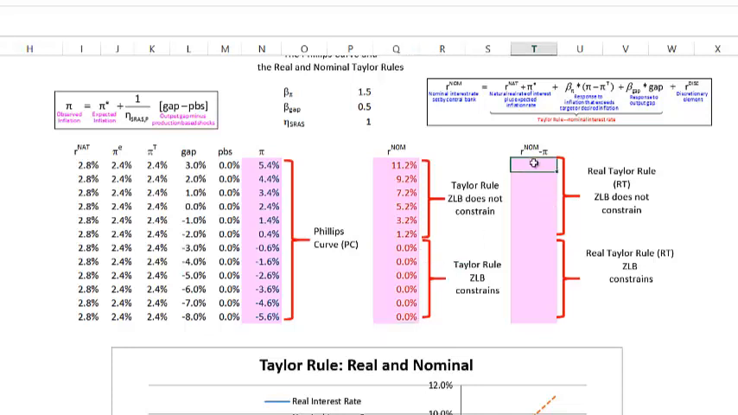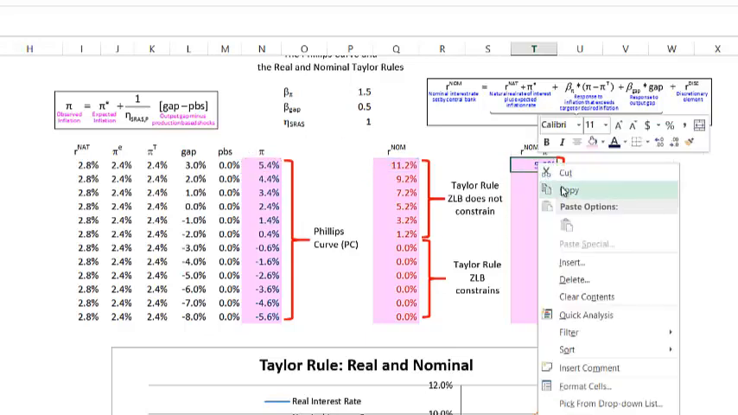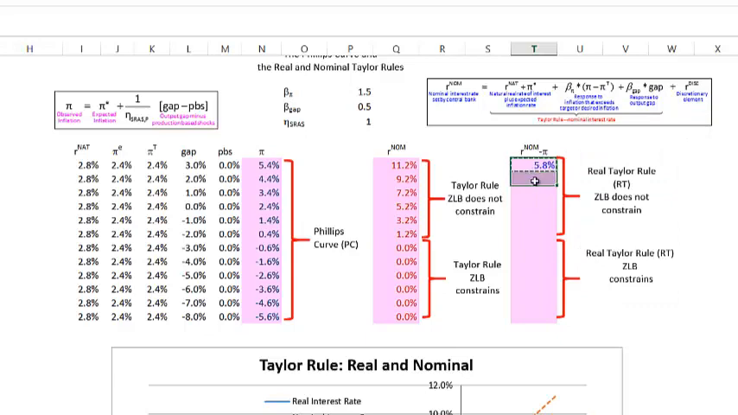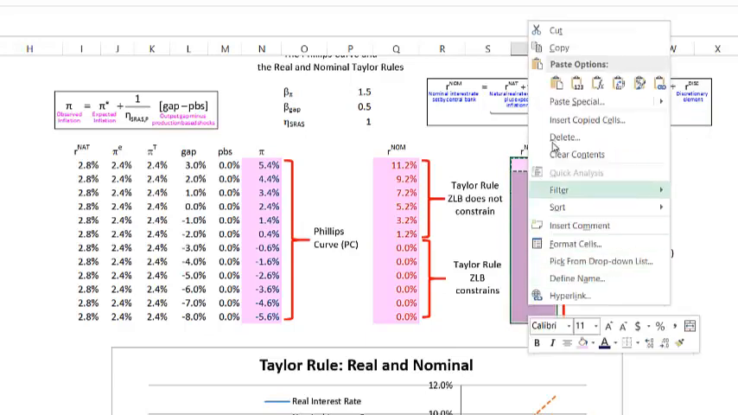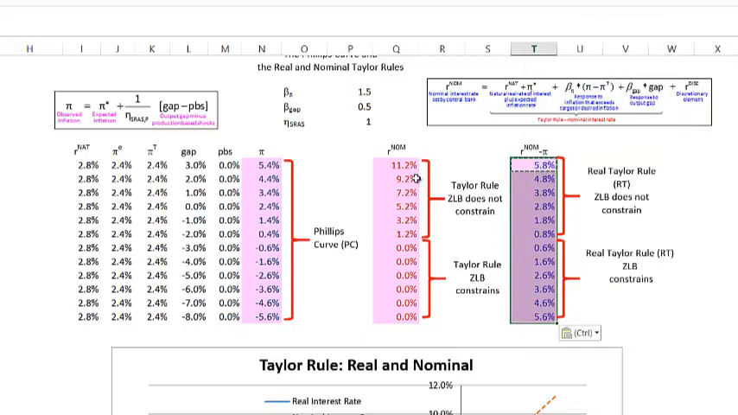Now we're going to compute the real Taylor rule. And what is the real Taylor rule? It's just the real interest rate, which is the nominal interest rate minus the inflation rate. Okay? And you will see here, for example, up top, our nominal interest rate is 11.2, our inflation rate is 5.4, so our real interest rate is going to be 5.8.